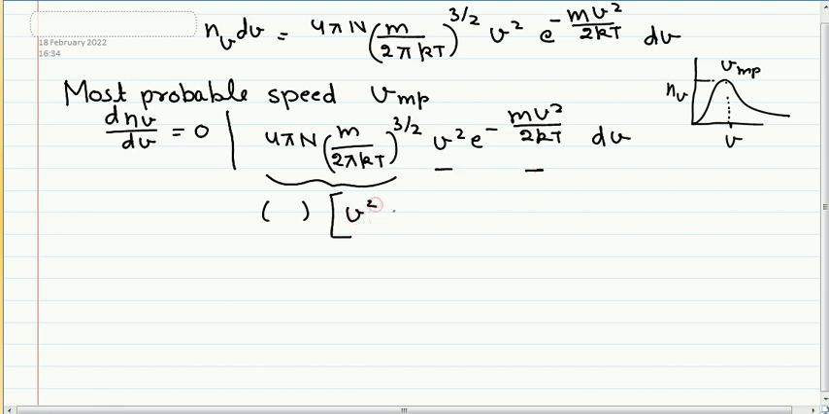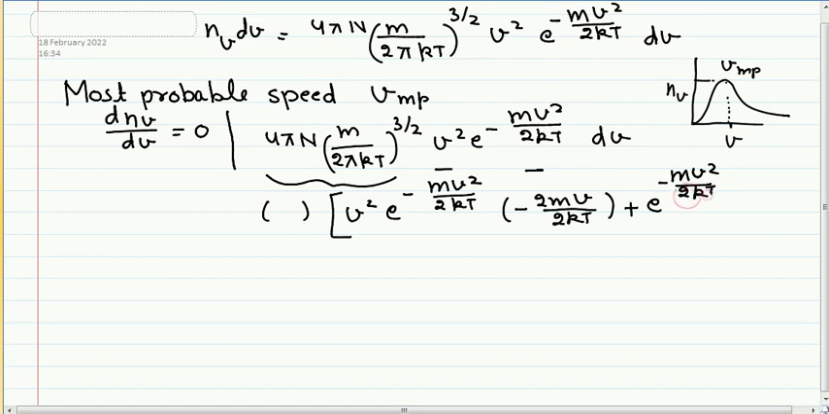So the first function and then the differential coefficient of the second function, so it will be e to the power minus mv square upon 2kT, and then the differential coefficient of this term, and that will be minus v square means 2v, so it is 2mv upon 2kT, and then this second function and the differential coefficient of the first function, which is 2v, and this is equal to 0, because we have to find out the condition for the most probable speed, and therefore we will put the first differential coefficient equal to 0.